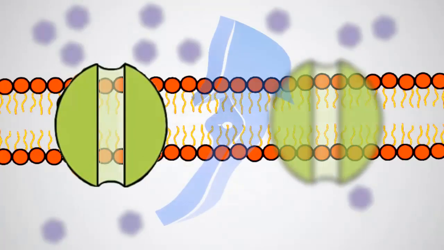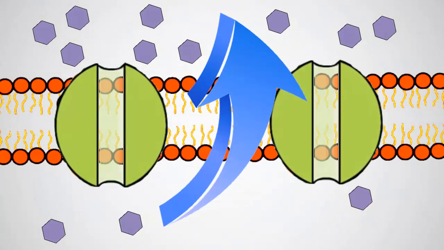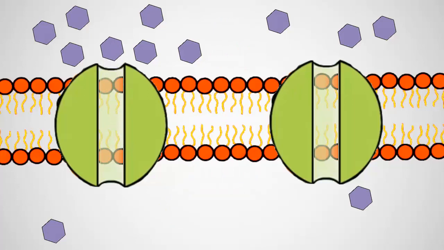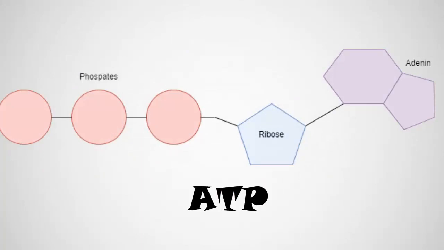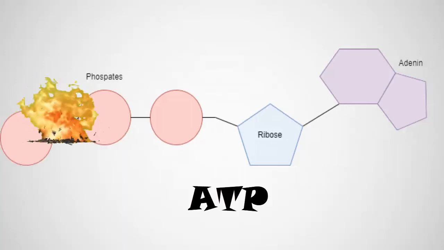Okay, but what happens if the transportation requires energy? That means the flow is not going with the concentration gradient. Movement of molecules from low to high concentration takes energy because that is against the flow, typically ATP energy. Reminder: ATP, adenosine triphosphate, has three phosphates. When the bond for the last phosphate is broken, it releases a great amount of energy.